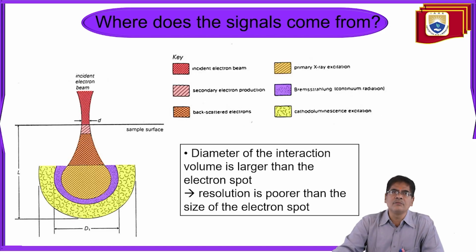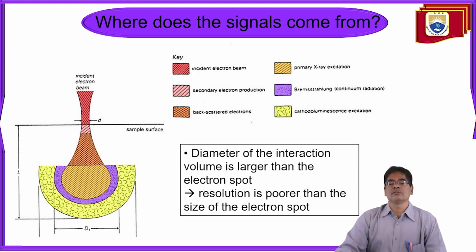So where do the signals come from? Signals come from the diameter of interaction. The interaction volume is larger than the electron spot, so the resolution is poorer than the size of the electron spot. This is one of the dimensions where we can see the incident electron beam, the scattered electron beam, and backscattered electrons.